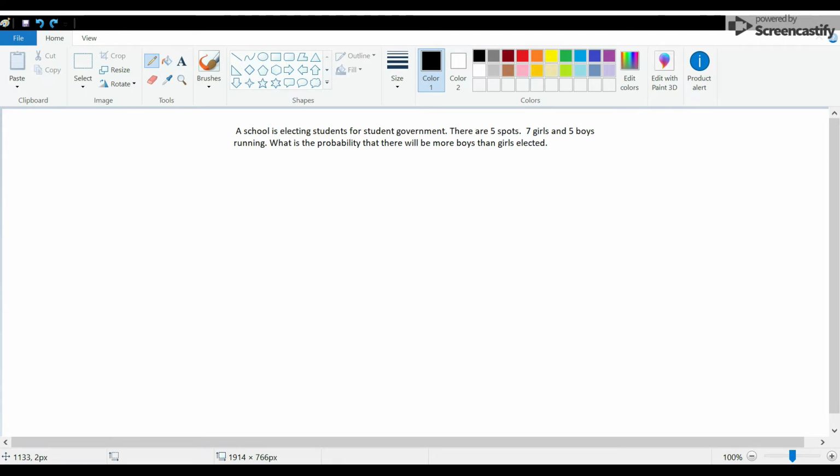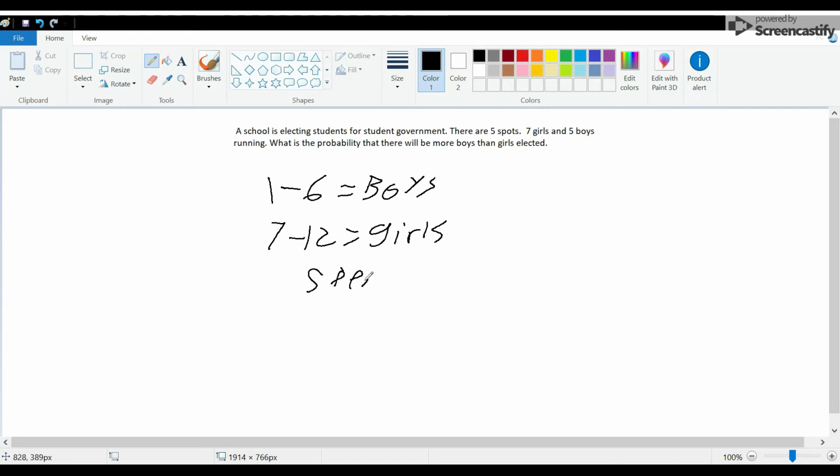When assigning numbers, try to make it even. I will assign 1 through 6 as boys and 7 through 12 as girls. Then think about how many numbers to generate. I will do 5 per trial. In order to do this, you need a graphing calculator.